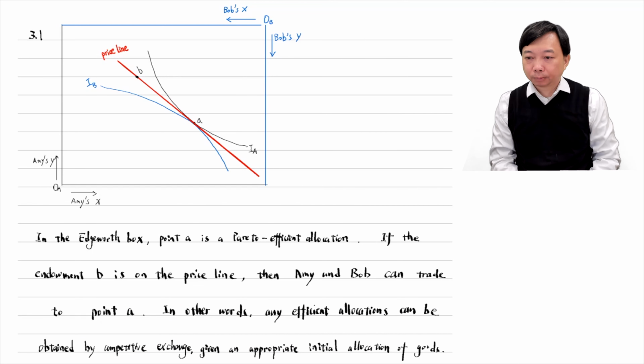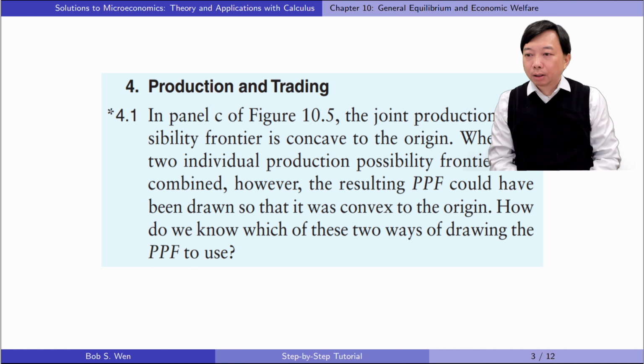Let's go to exercise 4.1. In panel C of figure 10.5, the joint production possibility frontier is concave to the origin. When the two individual production possibility frontiers are combined, however, the resulting PPF could have been drawn so that it was convex to the origin. How do we know which of these two ways of drawing the PPF to use?